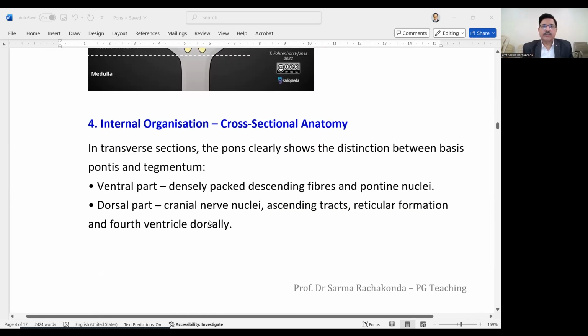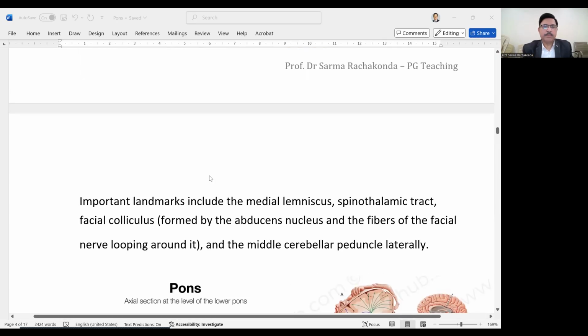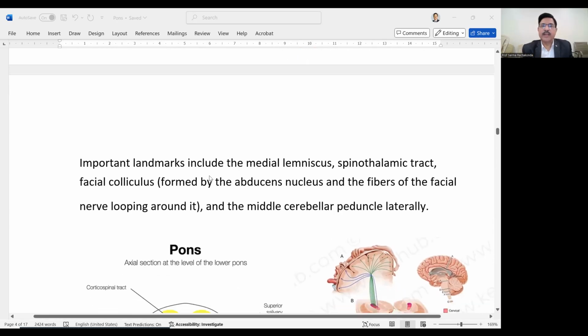So transections of the pons clearly show distinctions between the basis pontis and the tegmentum. Ventral part: densely packed white matter fibers, descending fibers, few pontine nuclei. Dorsal part: cranial nuclei, ascending sensory tracts, reticular formation. Fourth ventricle, much more dorsal. The important landmarks include the medial lemniscus, spinothalamic tract, and the facial colliculus formed by the abducens nucleus and the fibers of the facial nerve looping around it.